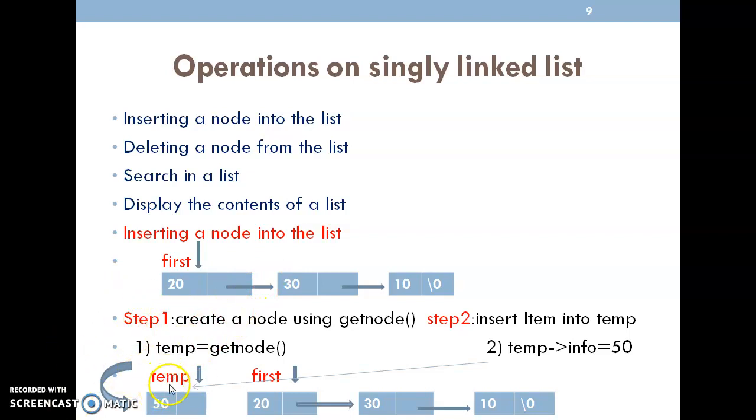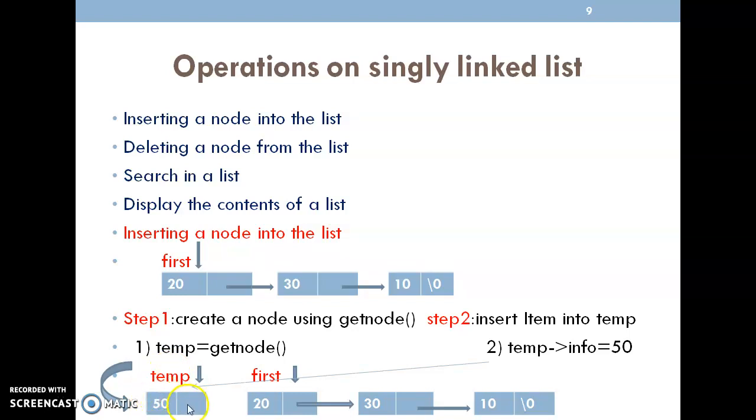Now just look here. Initially we have 20, 30, 10. Now temp is created, but we don't have any values in it. So how to insert the value into this? By using step 2: insert an item into temp. Temp has an information field and a link field. So temp pointer info equal to 50, or you can write item. So temp pointer info 50 will be added now. This is the first step.